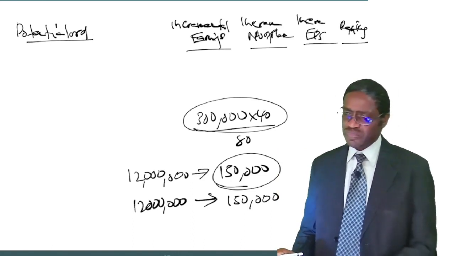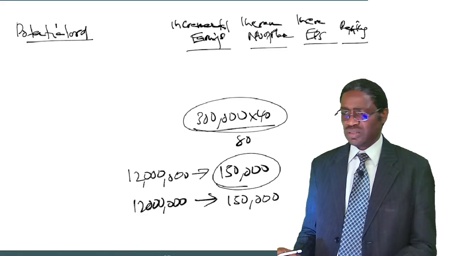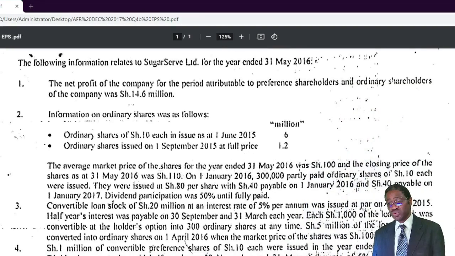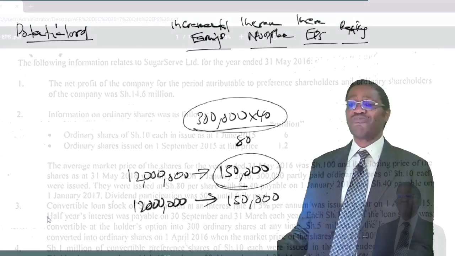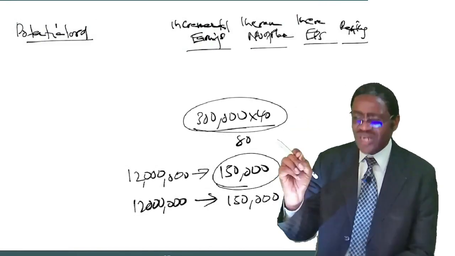already gone up. When the market price is no longer 80. It's how much? We were told by note number 2, the average market price for the year was 100 and the closing market price was 110. So the question again wanted to confuse you so that you ask yourself, how much should I use? Should I use 110 or 100?